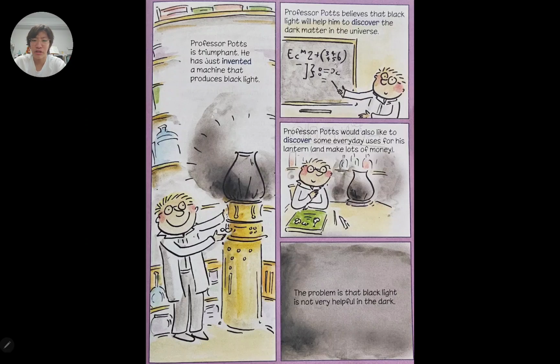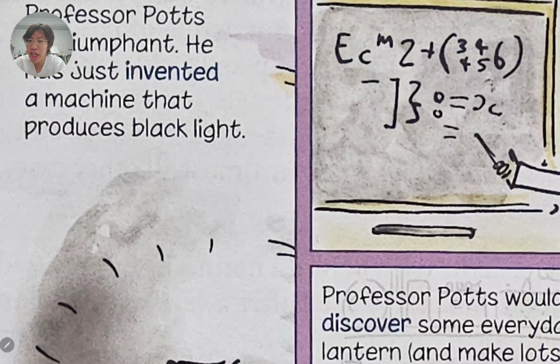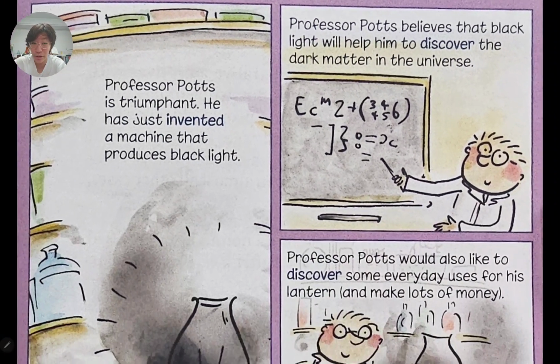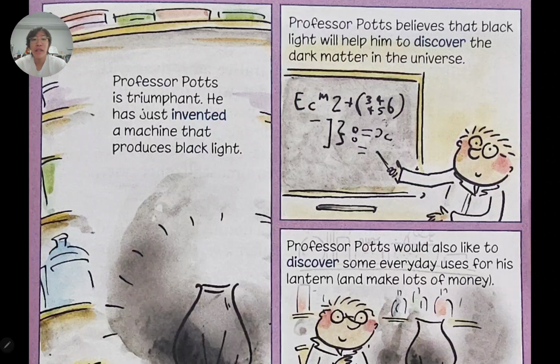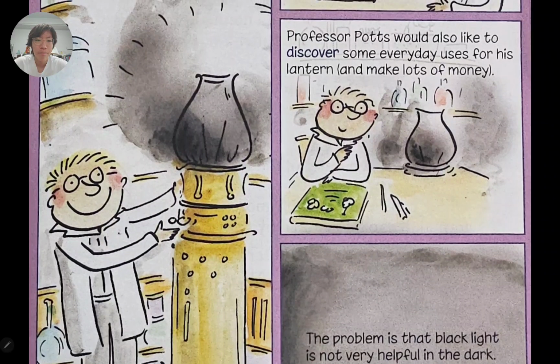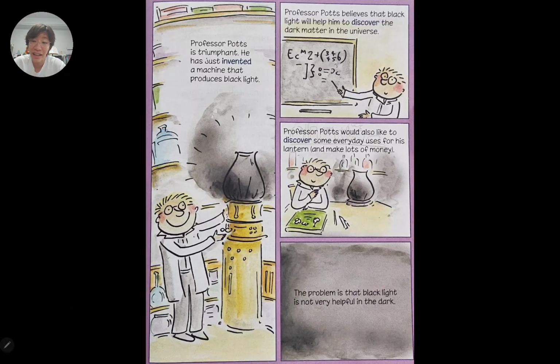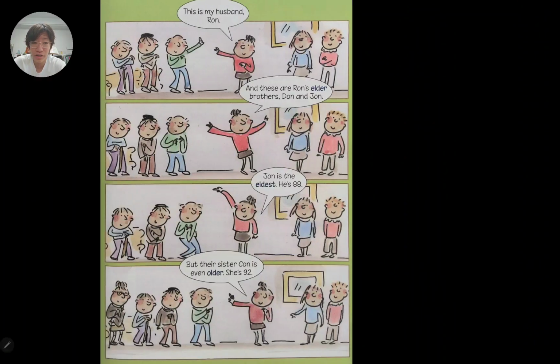Alright, so Professor Potts is triumphant. He has just invented a machine that produces black light. Black light? Don't think too hard about it, that's my suggestion. Professor Potts believes that black light will help him discover the dark matter in the universe. Professor Potts would also like to discover some everyday uses for his lantern and make lots of money. The problem is that black light is not very helpful in the dark. I mean, technically, you just created a shadow. I'm not exactly sure how you created that shadow, but I'm not going to question the comic physics.